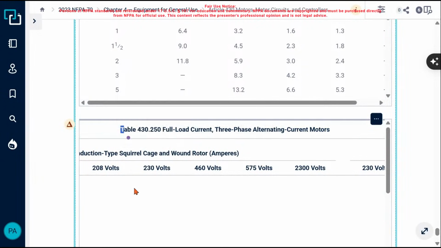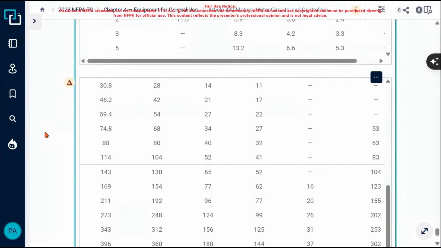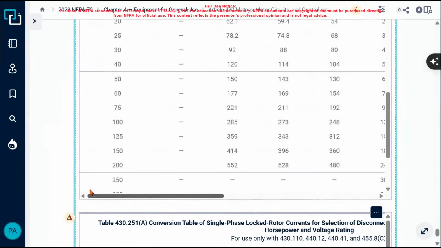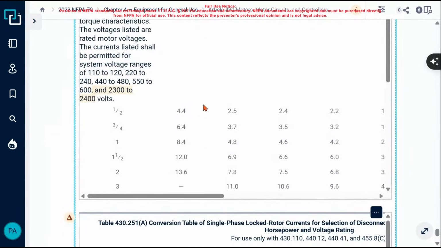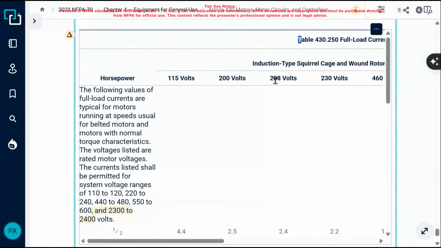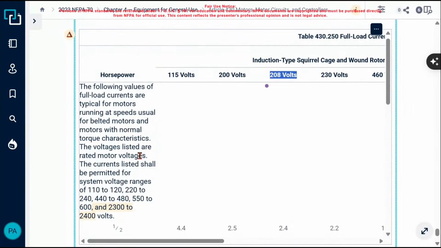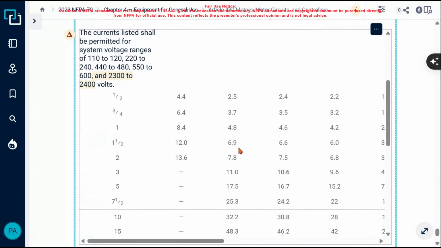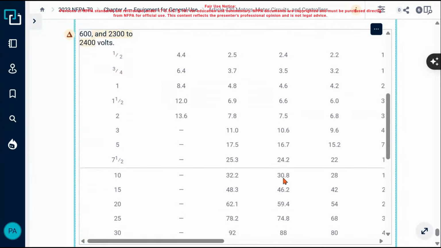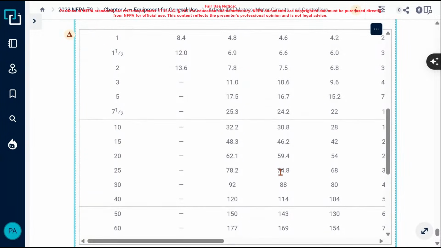And what were we dealing with? All right, let's go on and get this down a little bit, and I'll move it over. Okay, so what we're dealing with is 208. So this one right here. So this is the column we're going to be in right here. And what we're dealing with is a 25 horsepower. So let's remember, we're in this column. I'll keep the mouse in there so we don't lose where we're at. And we're dealing with 25 horsepower. So it's 74.8 amps. Make sure you write that down.